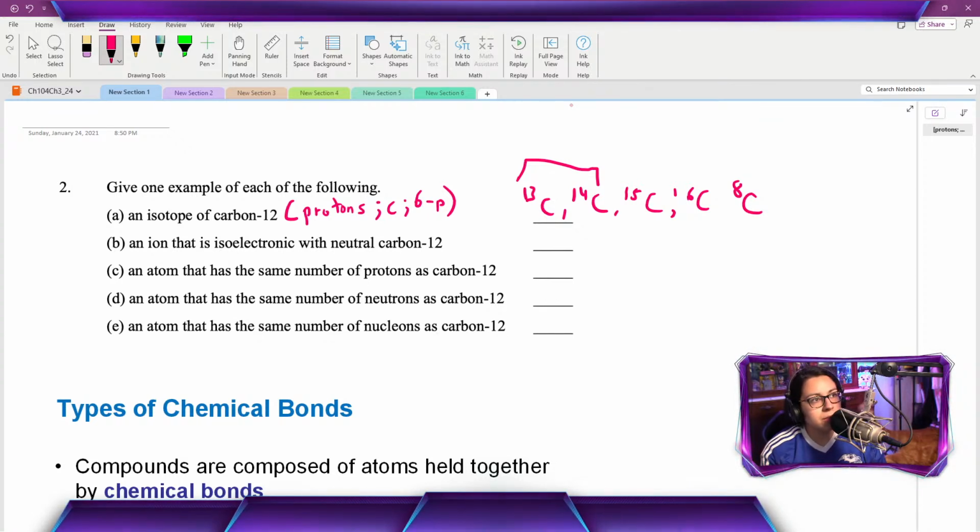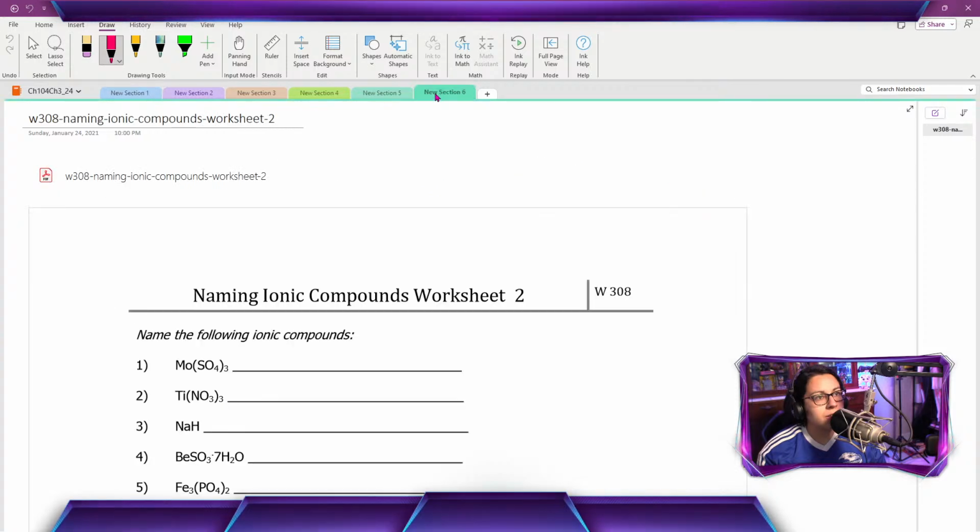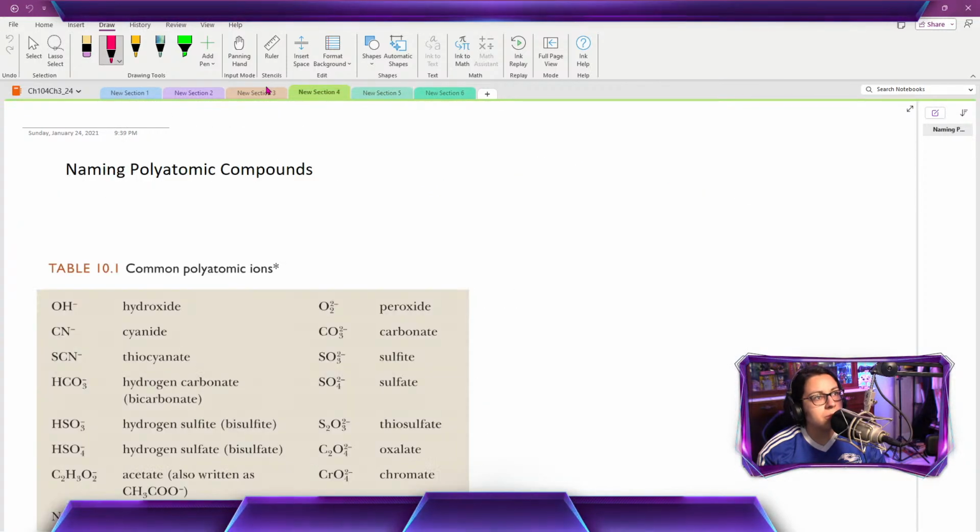So what does it mean by isoelectronic? What is that term? Anyone know? Isoelectronic means same number of electrons. Let's put number of electrons. And it's neutral carbon, so basically we just need 12 electrons. And we could go on either side of the periodic table.